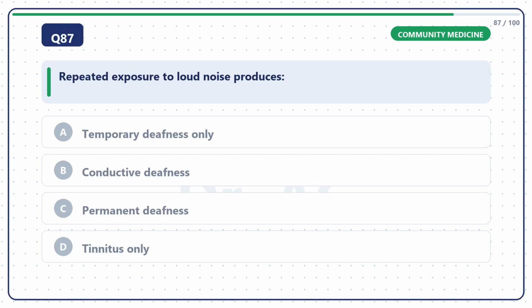Question 87. Repeated exposure to loud noise produces. Option A. Temporary deafness only. Option B. Conductive deafness. Option C. Permanent deafness. Option D. Tinnitus only.